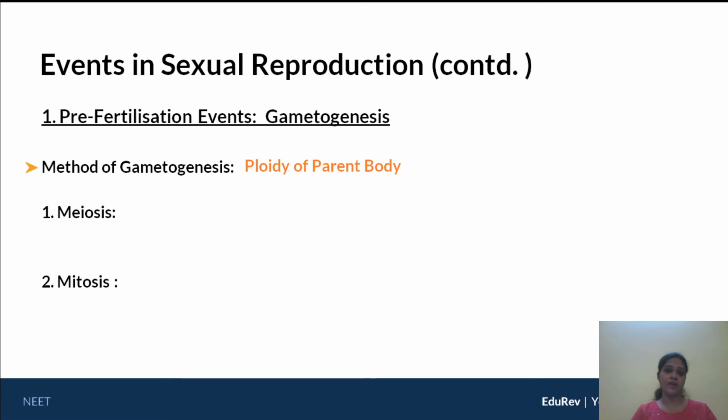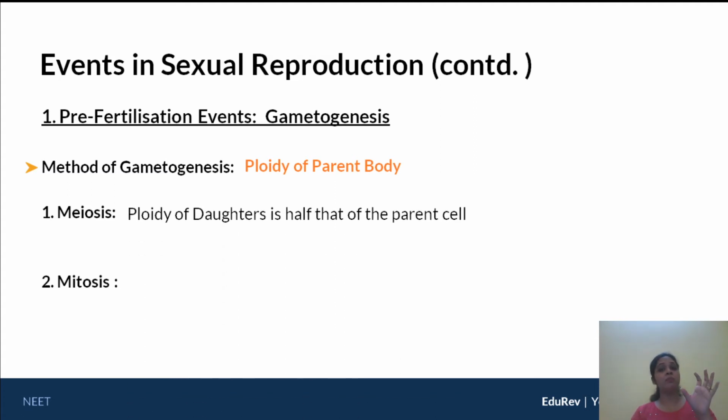the parent undergoing gametogenesis. If you're haploid, it's different. If you're diploid, it's different. Okay, so let's look at these terms. What does meiosis imply? Meiosis implies that the ploidy of the daughters has to be half that of the parent. Okay, so if the parent is 2n, the daughters or the gametes forming from it should be n.